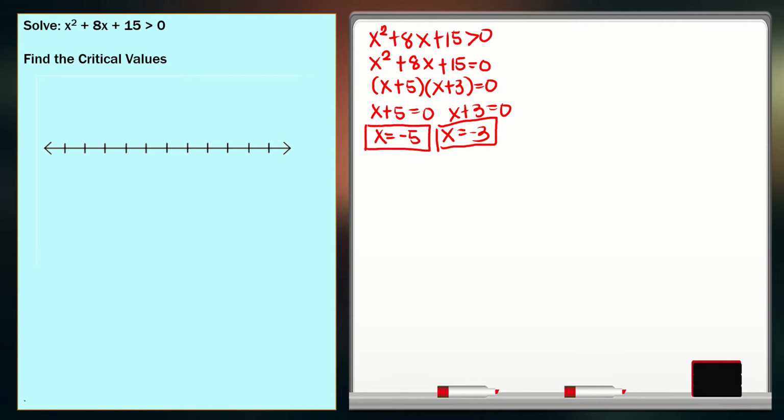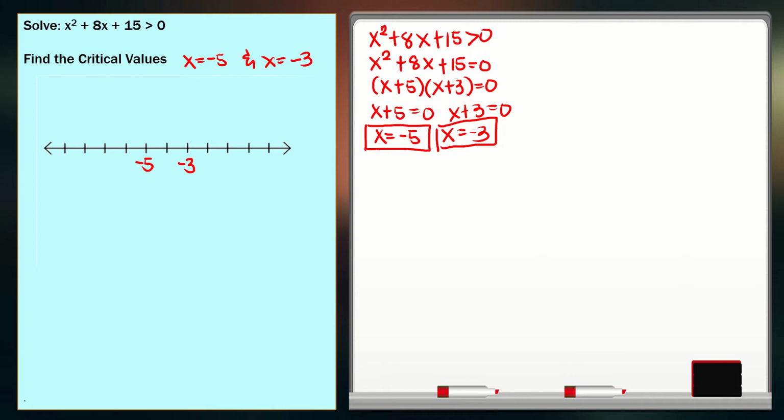Okay, so the critical values in x squared plus 8x plus 15 is greater than 0 are x is equal to negative 5 and x is equal to negative 3. Our next step is to plot this on the number line. If we're going to plot this, we will start with the smaller value followed by the bigger value. So here, the smallest value is negative 5. So let's assume that negative 5 is here and negative 3 is here.